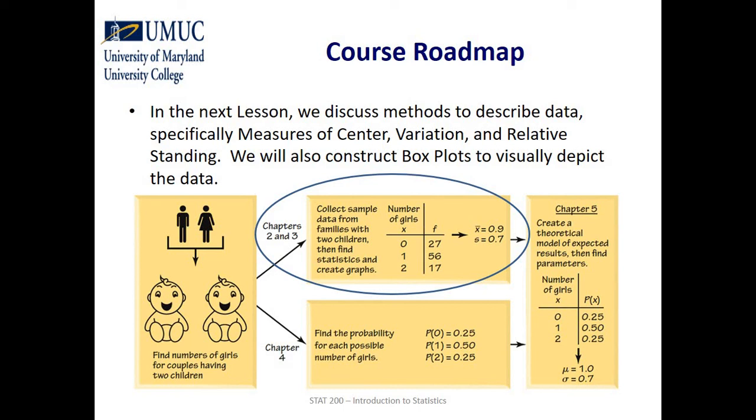Next time, we're going to go into methods to describe data, specifically measures of center, such as the mean, median, and mode, measures of variation, such as the standard deviation, the variance, and the range, and then measures of relative standing. Okay, we're also going to construct box plots to visually depict the data.